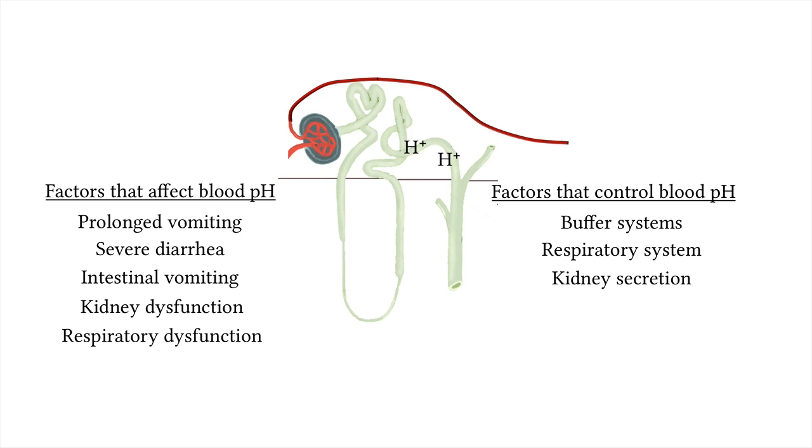Well, of these three methods of pH control, buffer systems is the least effective, but it's still important because it's the fastest response to pH control. You can better understand how buffers work in the following experiment.